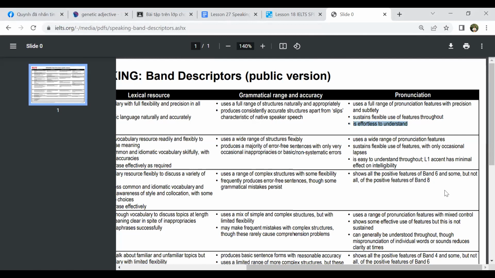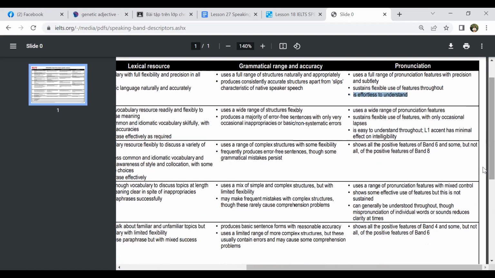All right. Next, I will scroll down. At band 8, it says the candidate is easy to understand throughout. So generally, throughout your talk, I can understand you easily. But if you speak too fast, and I find it difficult to follow you, maybe I will not consider band 8 at all. So be careful. The speed at which you speak is very important.